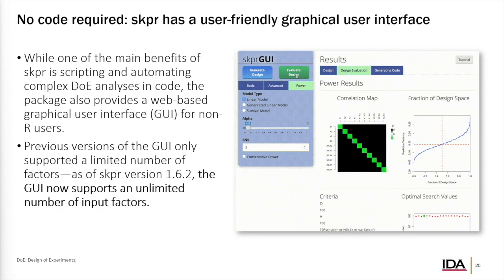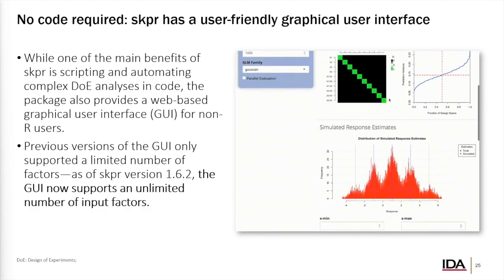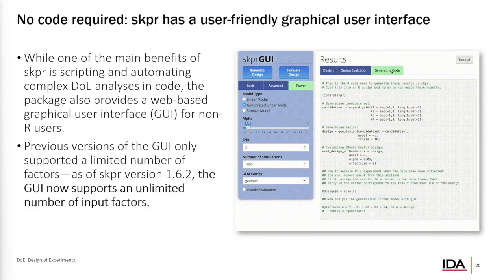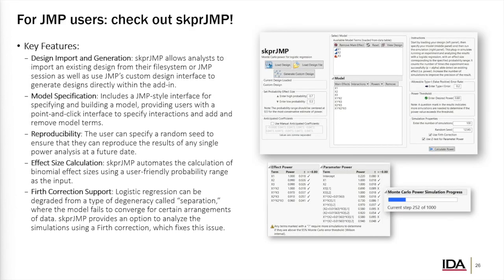However, I know some people are not going to trust open source software. You're not going to trust a random website; cyber security experts are like, no, I'm not going to do that. So we have now implemented a subset of skpr's capabilities in JMP as an add-in, skprJMP. It's written in the JMP scripting language, but provides a really nice GUI that is exactly what you need if you wanted to do a probabilistic power for a binomial response.